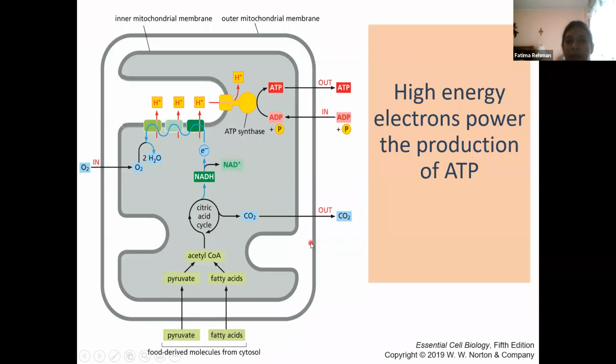So I actually don't like this diagram too much. I would feel better if they were put off the other way, but it's okay. It just confuses some students a little bit.